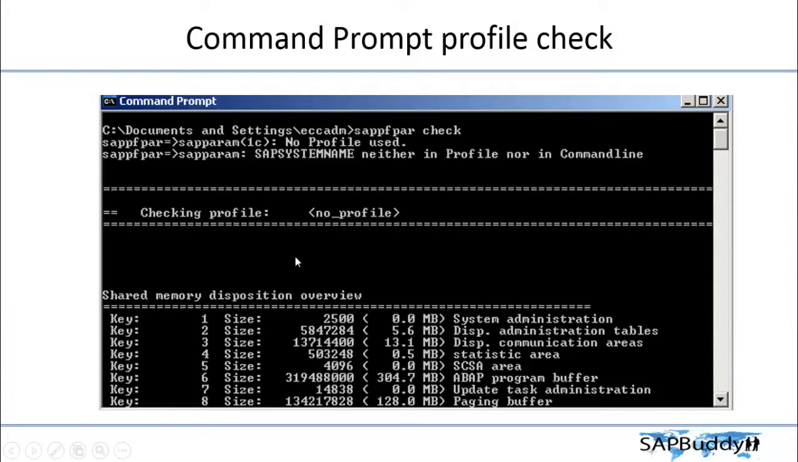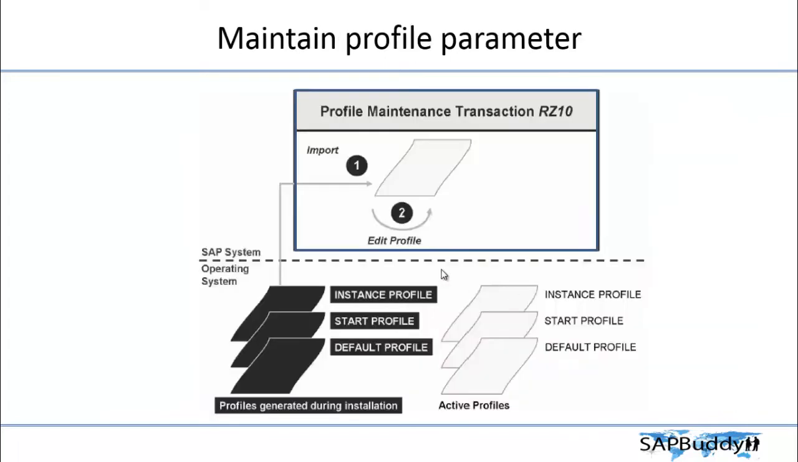The next way to check the profile parameter is using the command prompt. We have a command with which you can check the profile parameter, SAP PFPAR check. This will give you the value of the specific profile parameters. You can also specify which profile and the parameter value, then it will give you the details in the command prompt. Next, let us see how we can maintain this profile parameter.